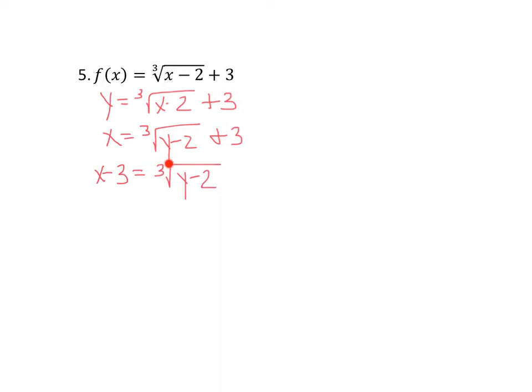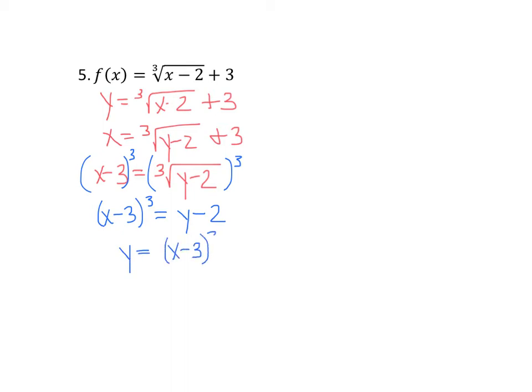Now since it's the cube root, to get rid of that radical, I'm going to have to cube both sides. So I cube both sides. I'm going to let you leave it as x minus 3 cubed. You're not going to have to multiply it out. When I cube the cube root, the radical is going to cancel, and I'm just left with y minus 2. Now I add 2 to both sides, so I get x minus 3 cubed plus 2. Y is by itself, so that's my final answer. So the inverse equals x minus 3 cubed plus 2.